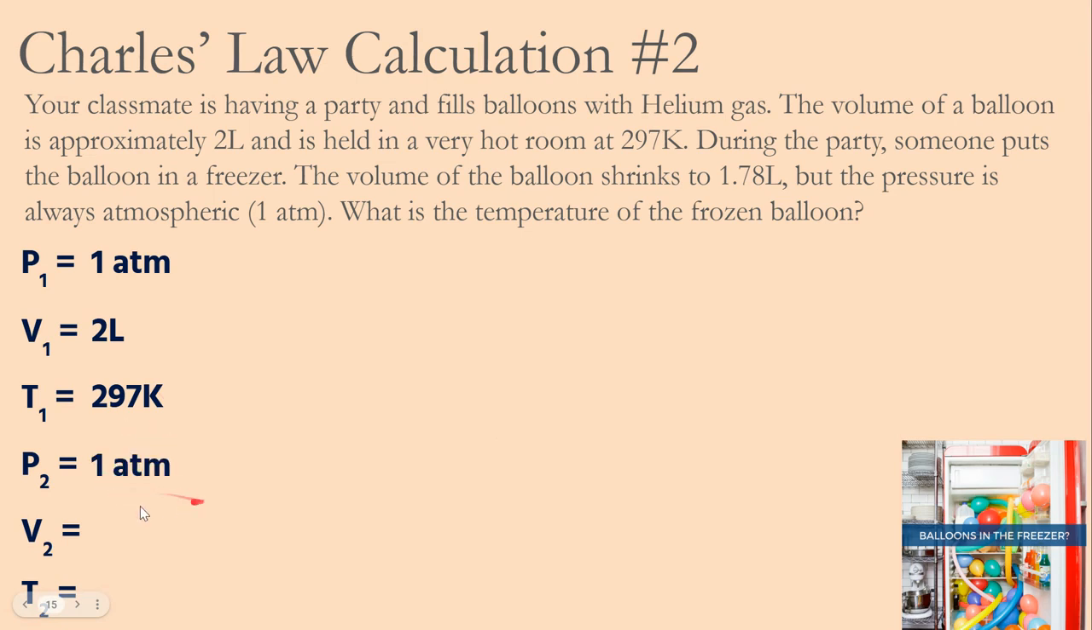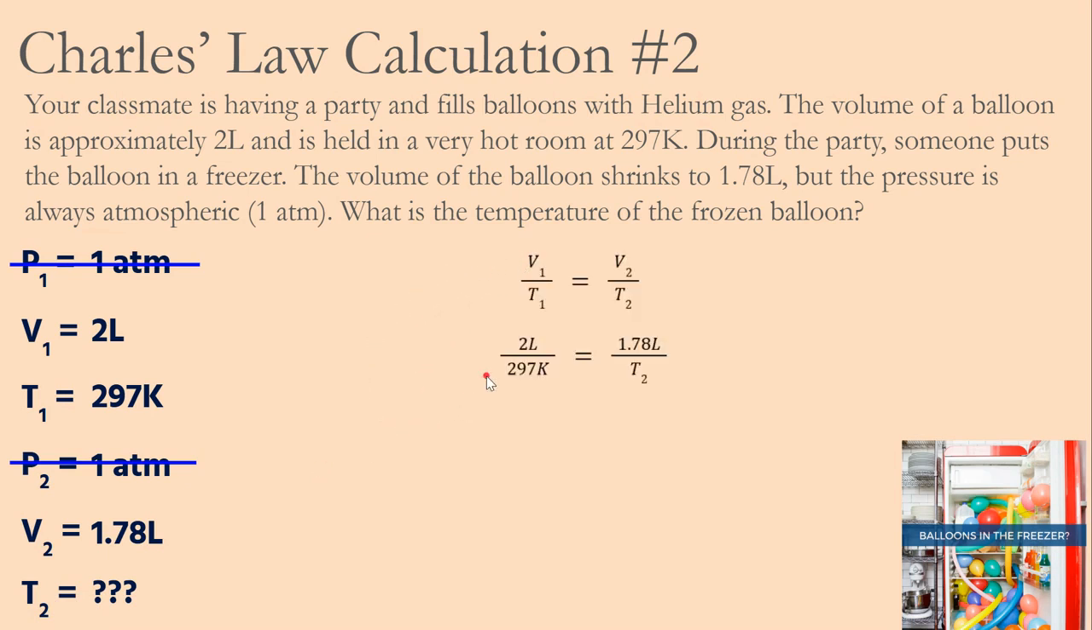Final pressure stays at 1 atmosphere, it's constant. Final volume is 1.78 liters. And final temperature is unknown, that's what we're looking for. So we don't have to pay attention to pressure because it's constant. We'll set up our Charles' law and plug in.